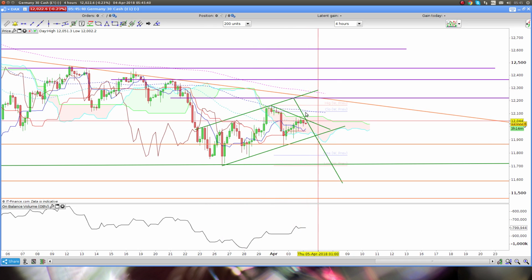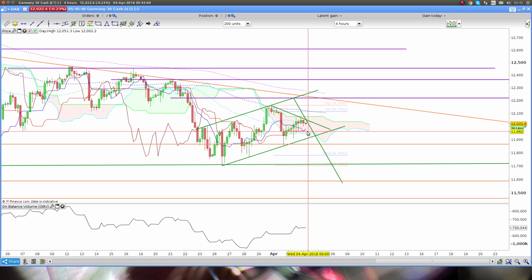So I think the crux of the matter is going to be to see what price does today, see if we can stay above Kijun-sen and above the cloud, or in the cloud, and see if we get an opportunity to break out.